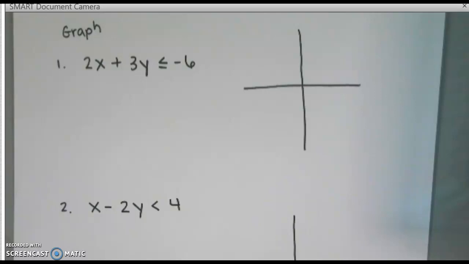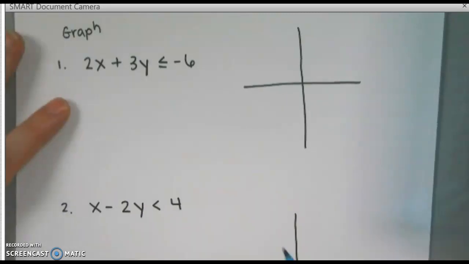Hey guys, this video is to show you how to graph inequalities using what we know about lines. So your inequality is in standard form. To graph it, we want it to be in slope-intercept form, y equals mx plus b. So there's only two steps. It's the same two steps every single time. It's in standard form, and you want it to be in slope-intercept form.